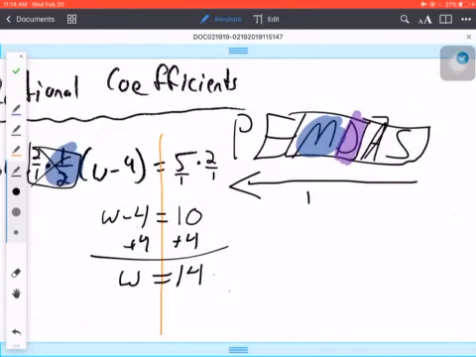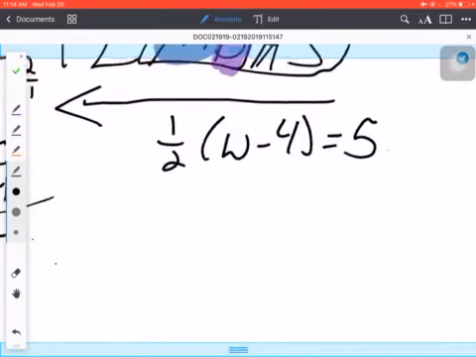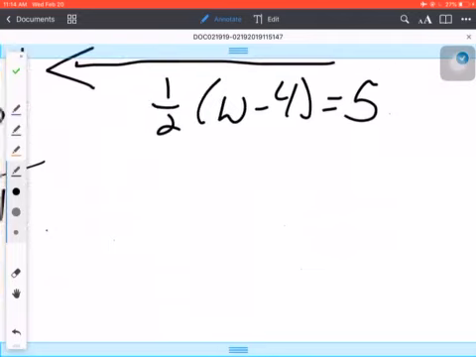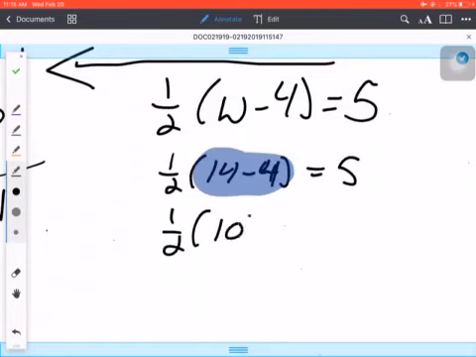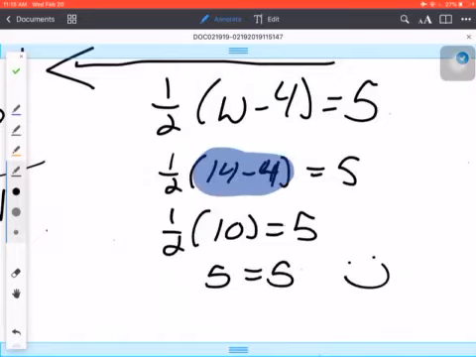If I go ahead and check this, I have 1/2 times (w minus 4) equals 5. If I say that w is 14, I have 1/2 of (14 minus 4) equals 5. 14 minus 4, this first part here is what gets done first because it's in parentheses. 14 minus 4 is 10, and 1/2 of 10 is 5. So it checks out.